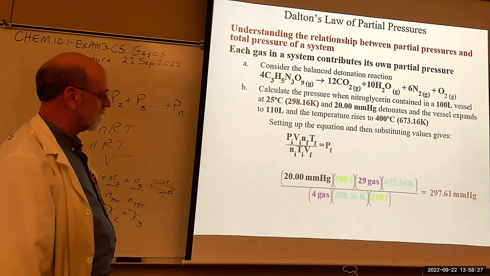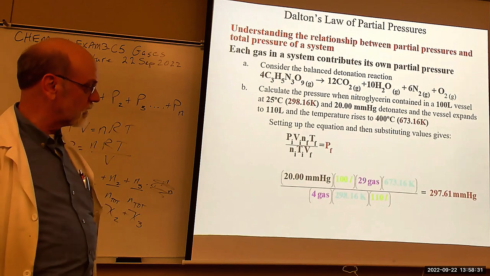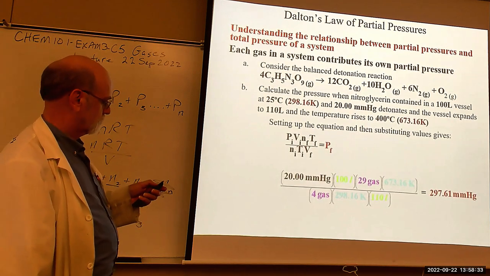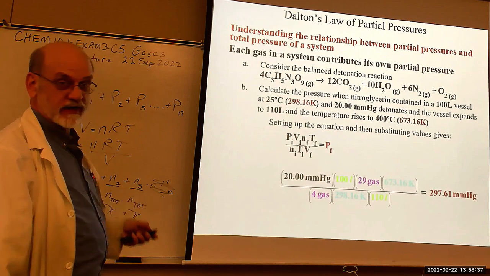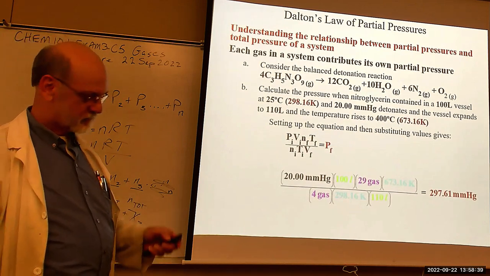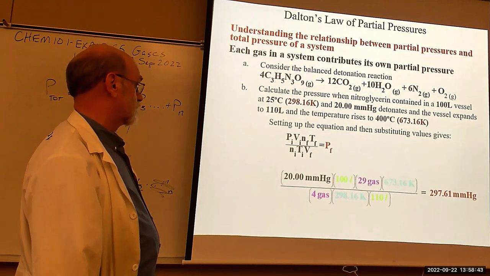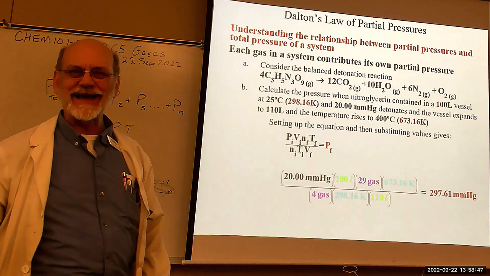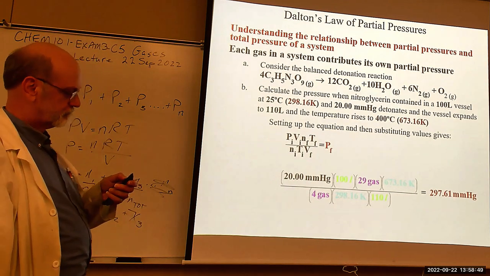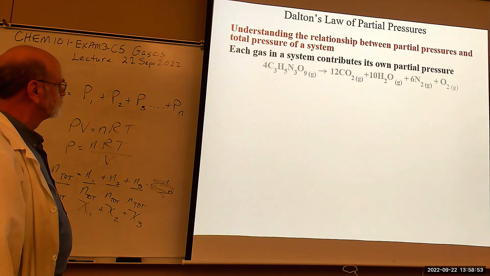Cancel units and solve. So the pressure now is 297 millimeters of mercury, as opposed to 20 millimeters of mercury at the beginning. So the pressure went up almost 15 times.